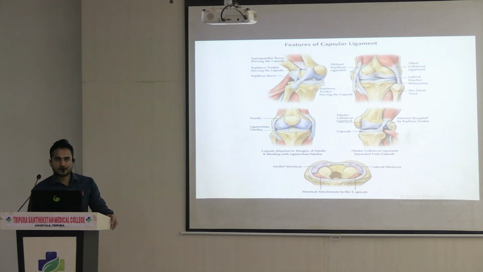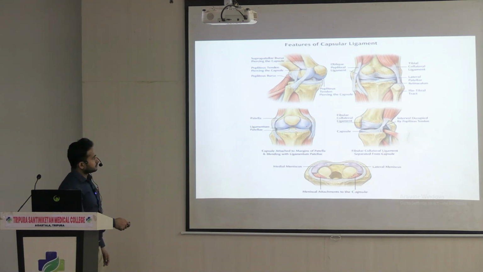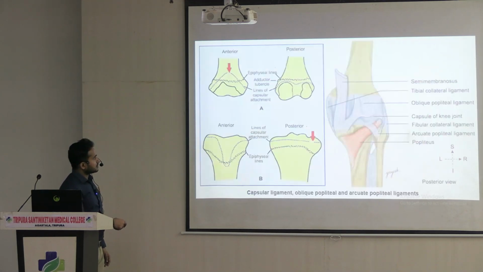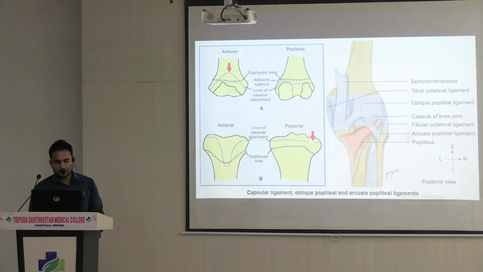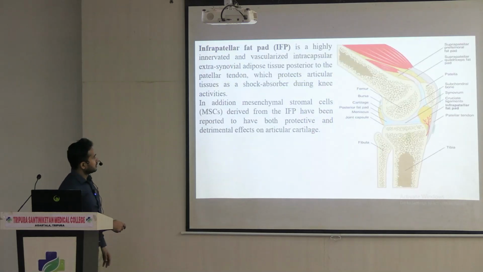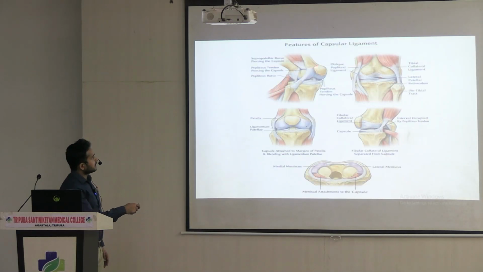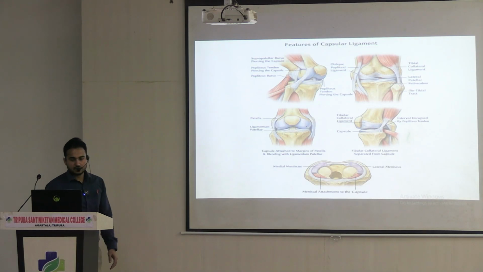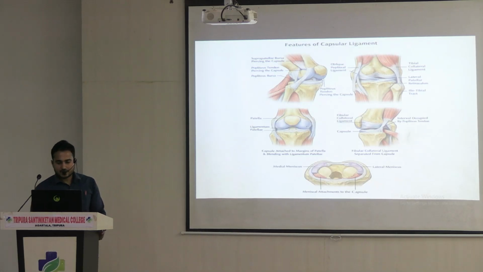Next, the capsule is strengthened posteriorly by oblique popliteal ligament. जो posterior aspect होता है of the capsule, it is supported by oblique popliteal ligament. Here you can see this is the oblique popliteal ligament which is supporting the capsule from the posterior aspect. That is one important point. Then a fibrous capsule is attached in front and the peripheral margins of the patella. Okay, here you can see it is attached to the peripheral margins of the patella. Then collateral ligaments are there.